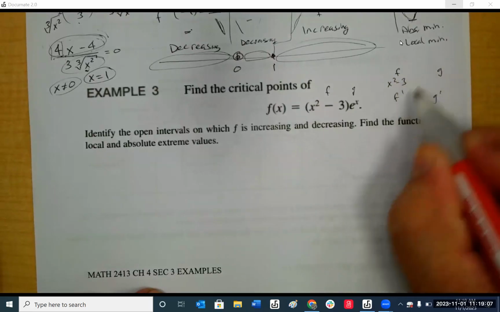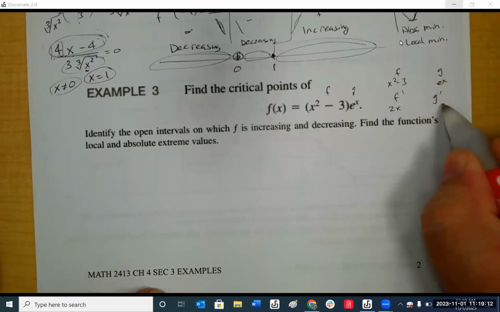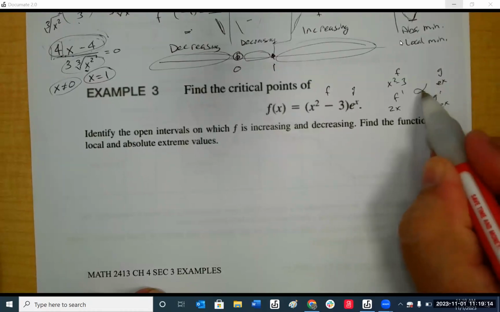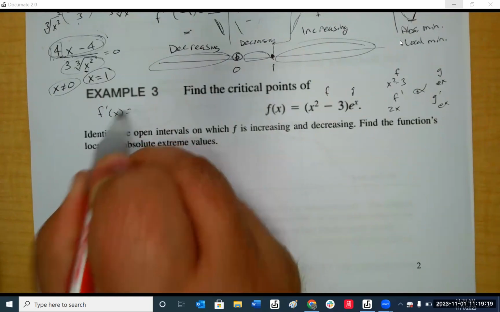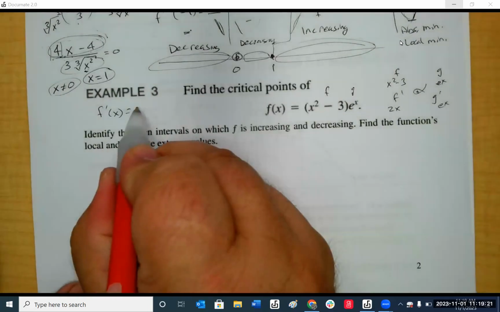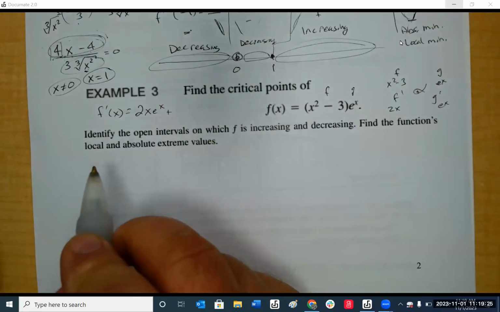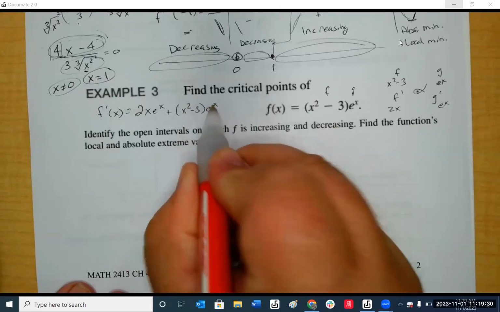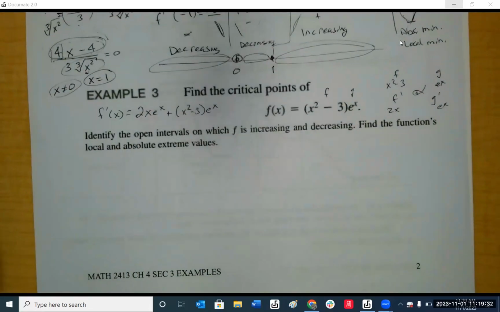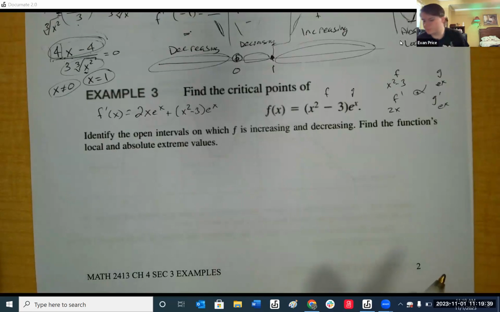X squared minus 3. So this one's 2x. This one's e to the x and this is e to the x. So F prime is 2x e to the x plus (x squared minus 3) e to the power x. Then we set that to 0.